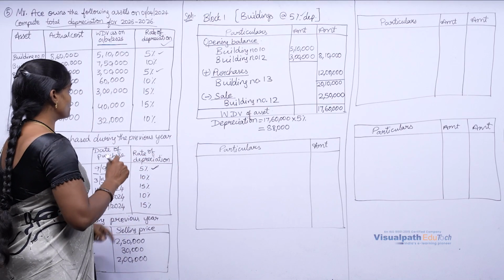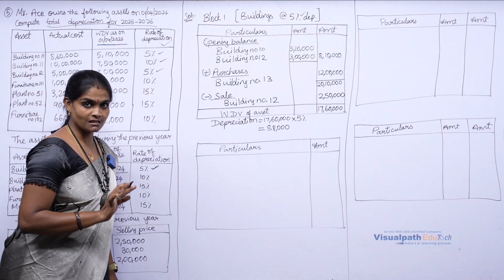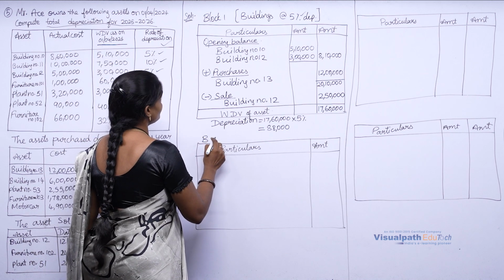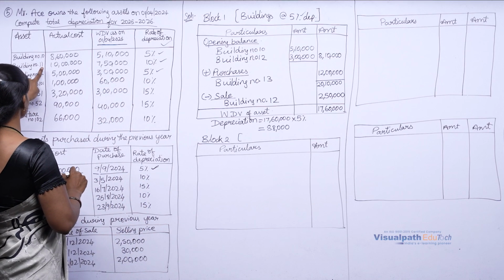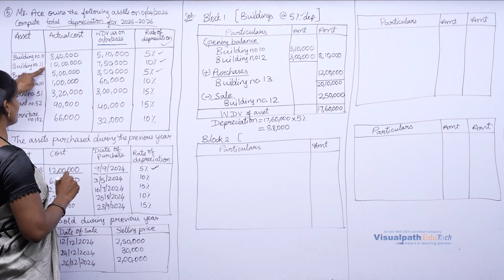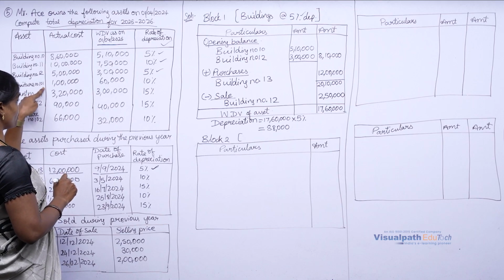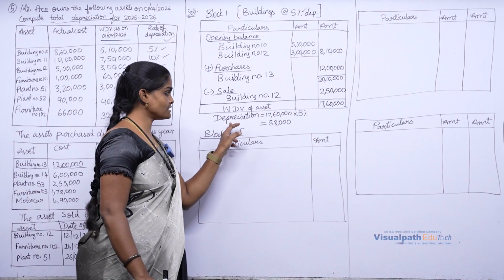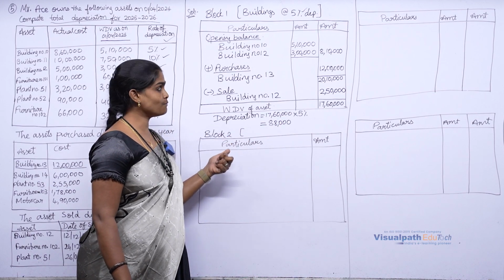Now next we will go with 10% depreciation. Clear? 5% is done. Now we will go with 10% depreciation. Let us take it as block 2. Now what is there in 10% depreciation? Again building number 11 and furniture number 101 and furniture number 102. Now depreciation is 88,000. Now let us go with the second block.